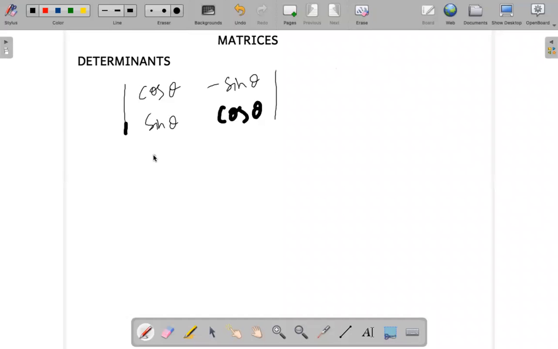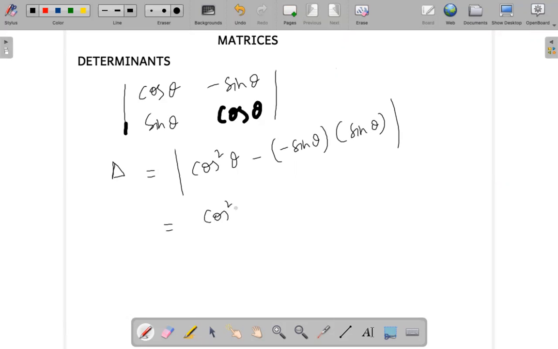I'll find the determinant of this. So this will be cos square theta minus, minus of minus will be plus, minus sine theta and this is sine theta. So this will be cos square theta plus sine square theta, which is nothing but 1. So that's it.